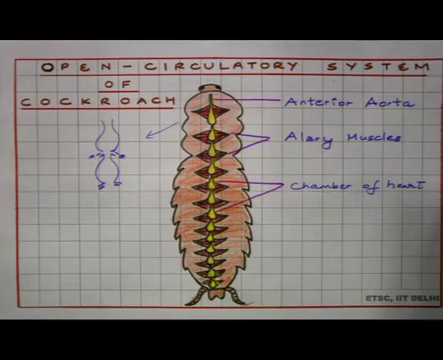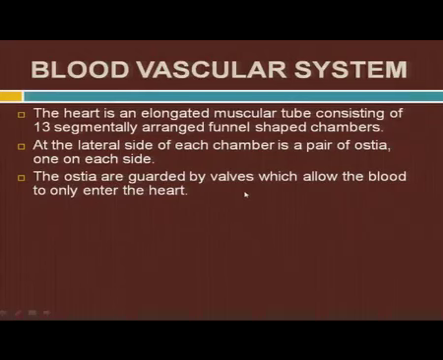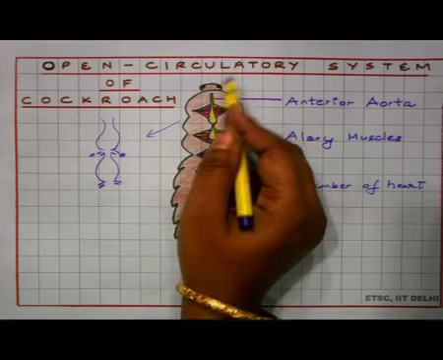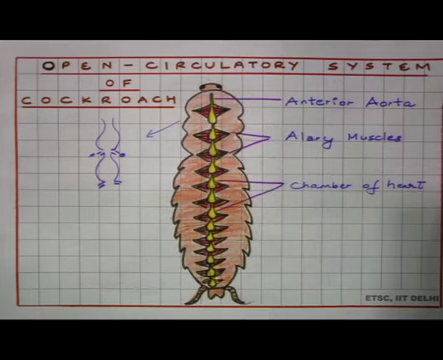So, at the lateral side there is a pair of ostia, one on each side. These ostia are guarded by valves which allow the blood to only enter the heart. As you know, the function of a valve is to allow the blood to flow in a particular direction and it closes so that it does not backflow, right. The first chamber of the heart is continued anteriorly into an anterior aorta and the blood will flow into the head region through the anterior aorta.